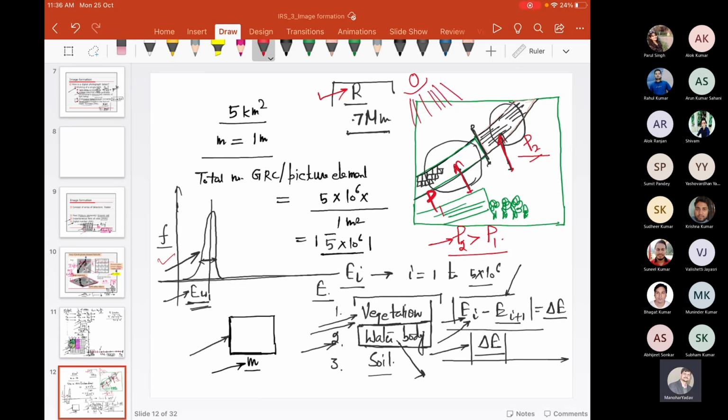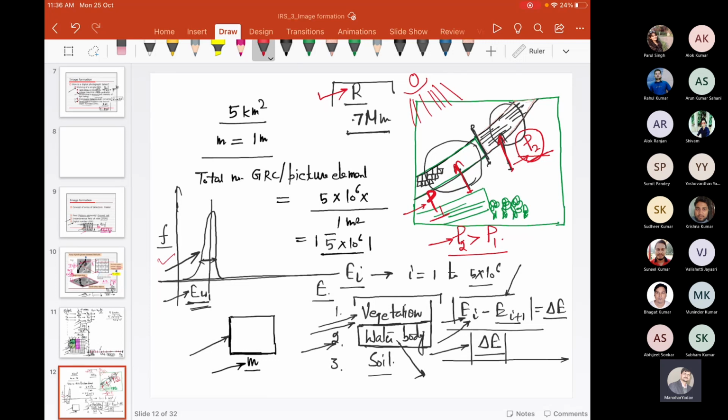Energy is coming from the sun and interacting with the water body. That energy is the same, but the first case has less reflectance compared to the second case. So the water GRC reflects more in the second case and less in the first case.